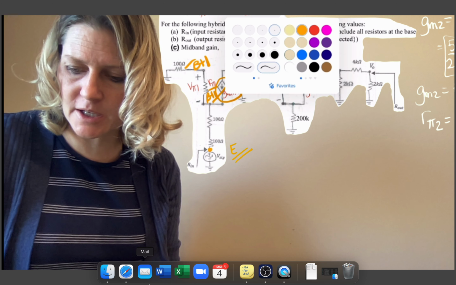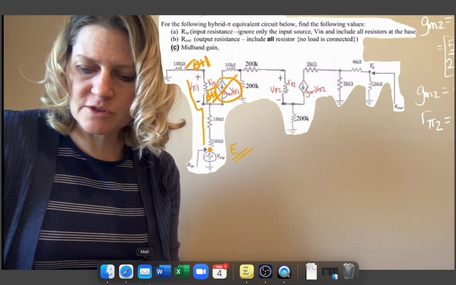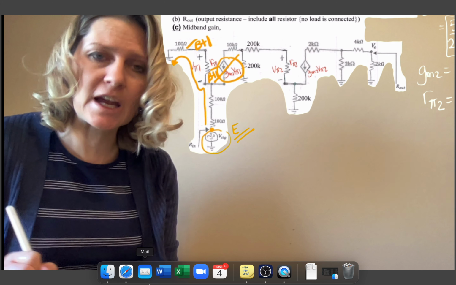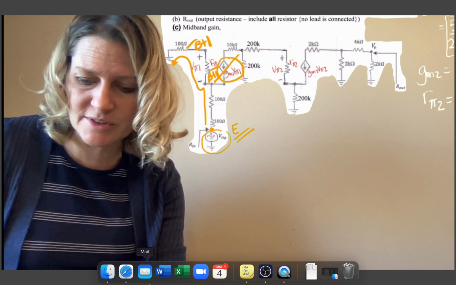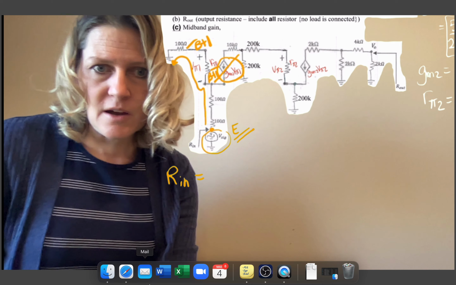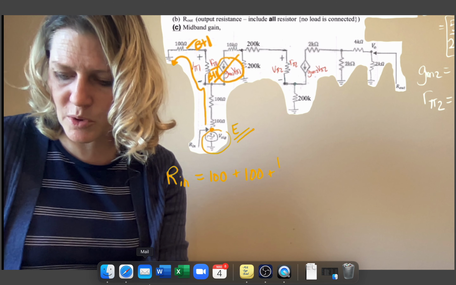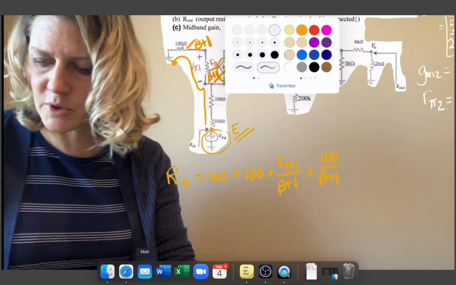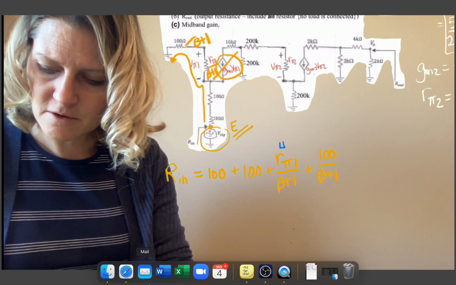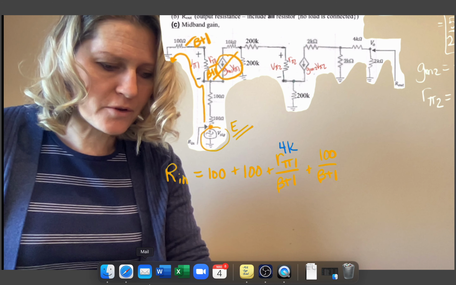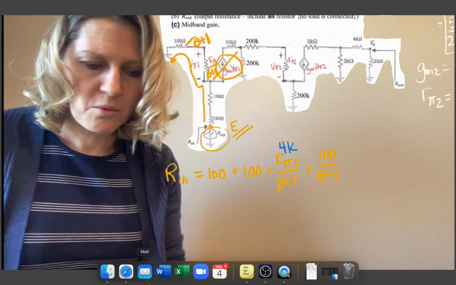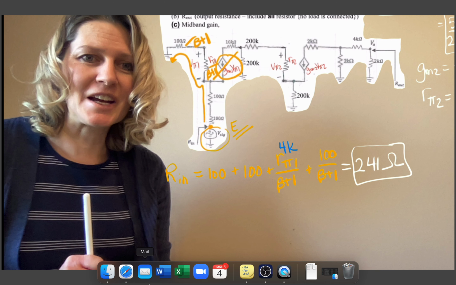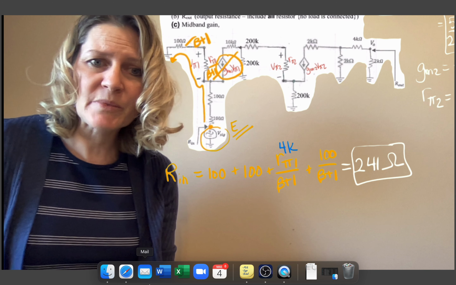And then our pathway goes from Rin just through here to get to ground. We're ignoring the source input when we're looking at the equivalent resistance. So Rin here is going to be 100 plus 100 plus r pi 1 over beta plus 1 plus 100 over beta plus 1. Then we can plug in the value for r pi 1, which was 4,000. And our value for Rin is 241 ohms, which is a very low value, which is not ideal. Typically, we want a high Rin, and so this would be considered very, very low.